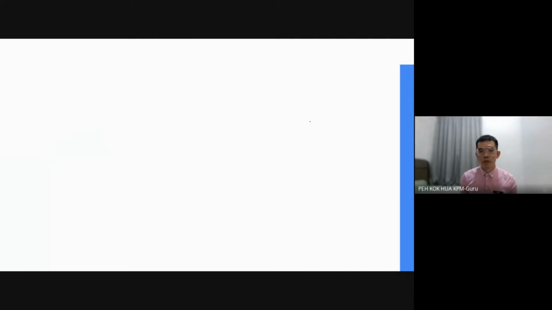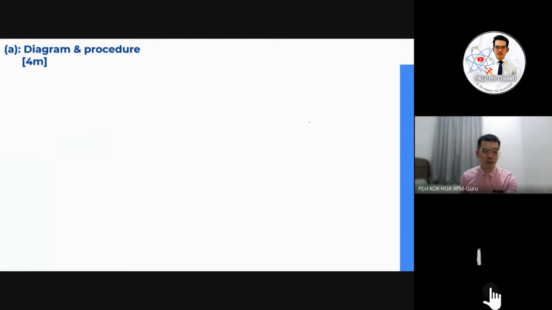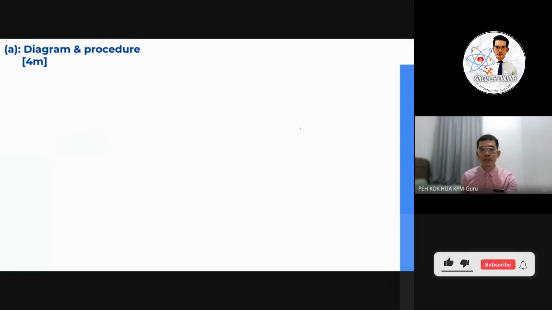Thank you. Okay, we have already finished doing our experiment, and now we have to answer our question. For question A, you have to give the diagram and the procedure, as the question asks us to give the procedure for the experiment, which is to determine the relationship between the mass of the plasticine and its volume, 4 marks. So you have to give 4 points. What are the 4 points you are going to write in this question?